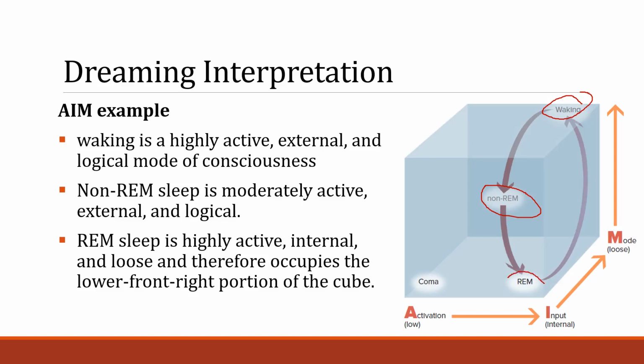On the other hand, REM is here on the lower right side because, like what I told you, it's a highly active stage, but the input is highly internal and the mode is mostly loose or illogical. Therefore, it's in the lower front right portion of the cube. Okay, so let's take a look at coma here. If you're in a coma, there is low activation, low input, and the mode is highly illogical or loose.